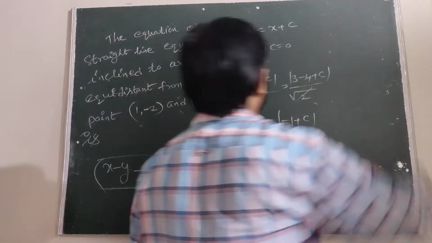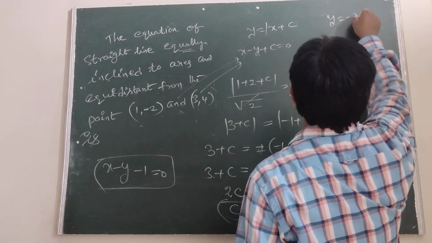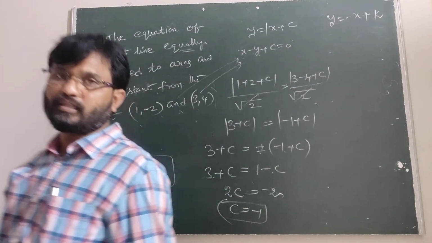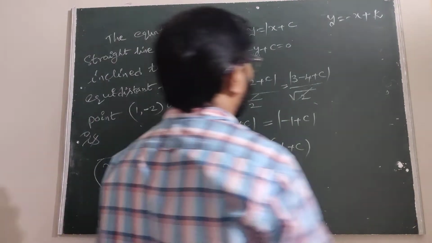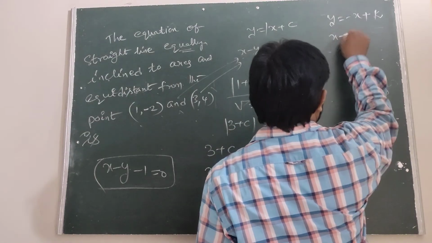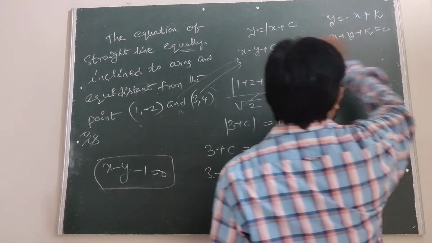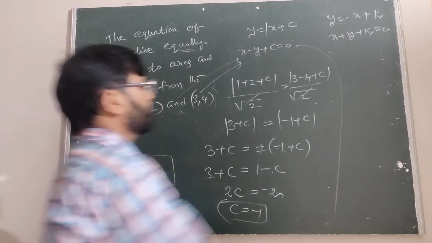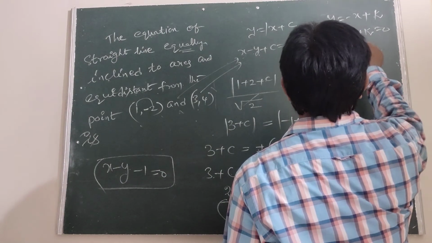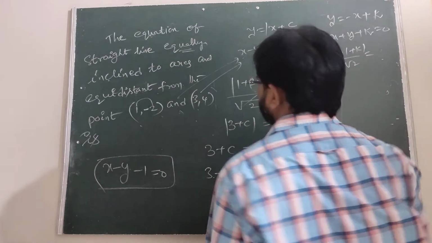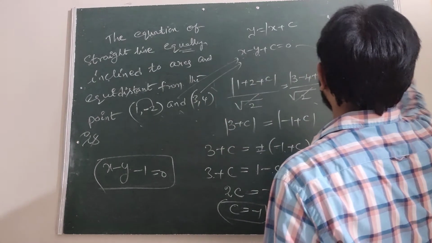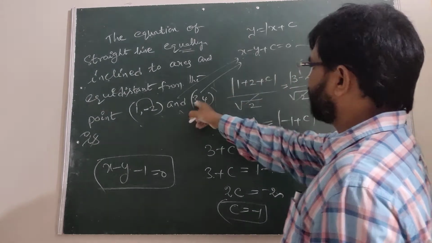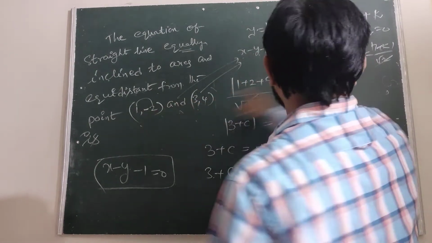Suppose we have to take the clockwise turn, minus x plus k or c, whatever it may be. We take y equal to minus x plus k. How to write this? This is x plus y plus k equal to 0. The distance: x plus y, 1 minus 2, is minus 1 plus k by root 2, equals 3 plus 4, which is 7 plus k, modulus of root 2. x plus y: 3 plus 4 is 7, and 1 minus 2 is minus 1.